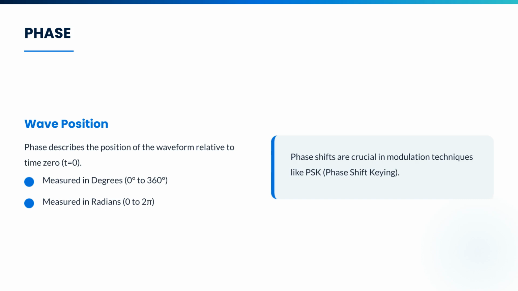Phase describes the wave's position relative to time zero, measured in degrees or radians. Phase shifts are critical in modulation techniques such as phase shift keying, or PSK.